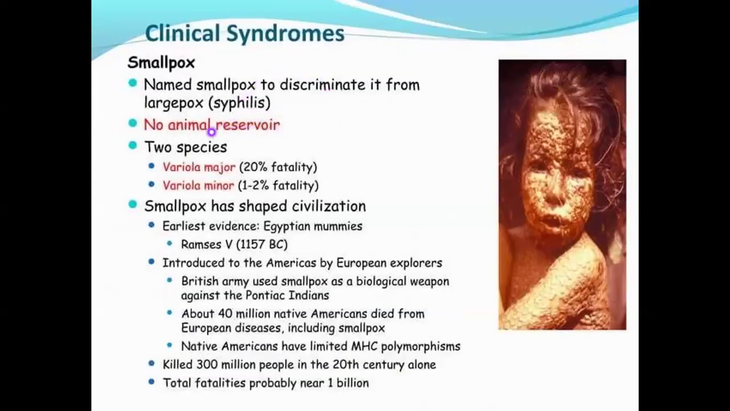So the main species of smallpox, we have said there's no animal reservoir, is variola major, which causes 20% fatality, and variola minor. Smallpox was a really, really bad disease until it was eradicated, I think, in around 1970. It killed 300 million people in the 20th century and fatalities probably near 1 billion. So as you can see, it was a very, very bad disease.